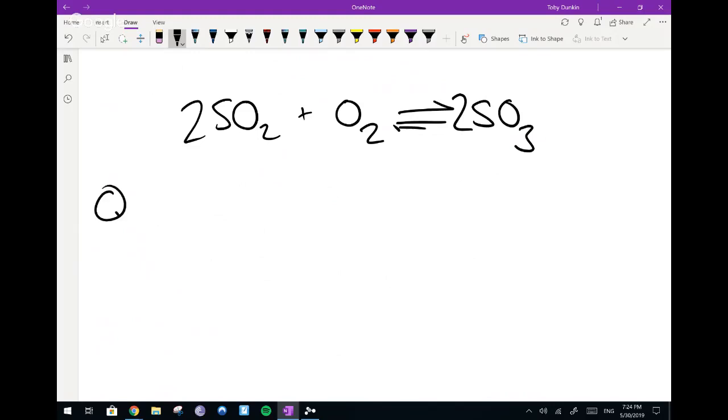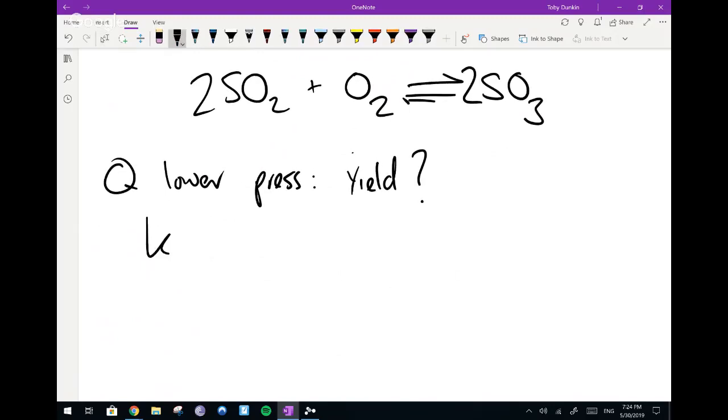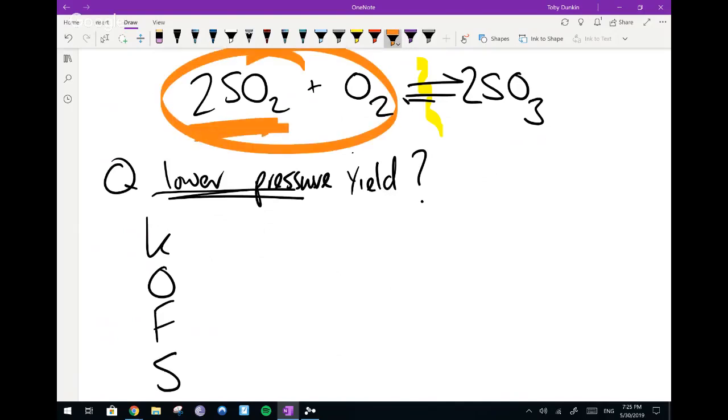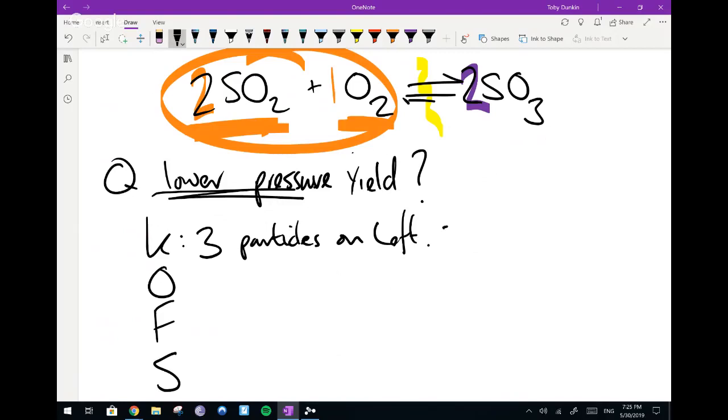Let's now talk about pressure. Question: let's lower pressure. What's the effect on the yield? Is it going to increase or decrease? So, answer, COFS. What's the knowledge in this case? The knowledge about pressure is the particles on each side. So I have got 3 particles over here, 1, 2, and a third with oxygen, 2 and a 1. I've got 3 particles on that side, but on this side, I only have 2. There's my knowledge. I've got 3 particles on left, 2 particles on right.